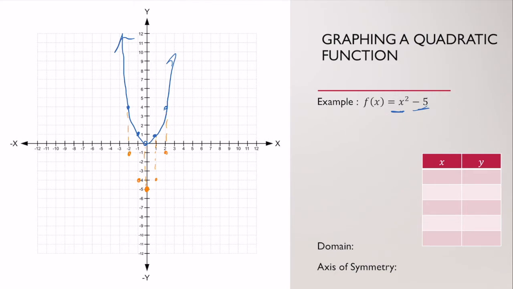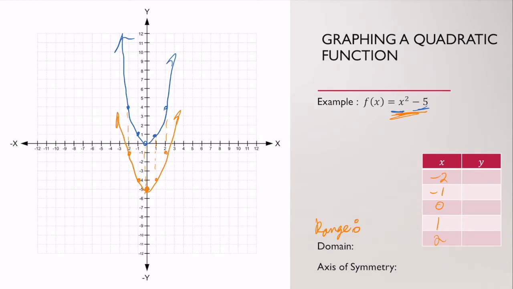So what are my new points when x is negative 2, negative 1, 0, 1, and 2? Then we'll verify them with the equation. We're going to state the range. The range is more important than the domain, because the range is what changes. So here's my new parabola, shifted down 5.